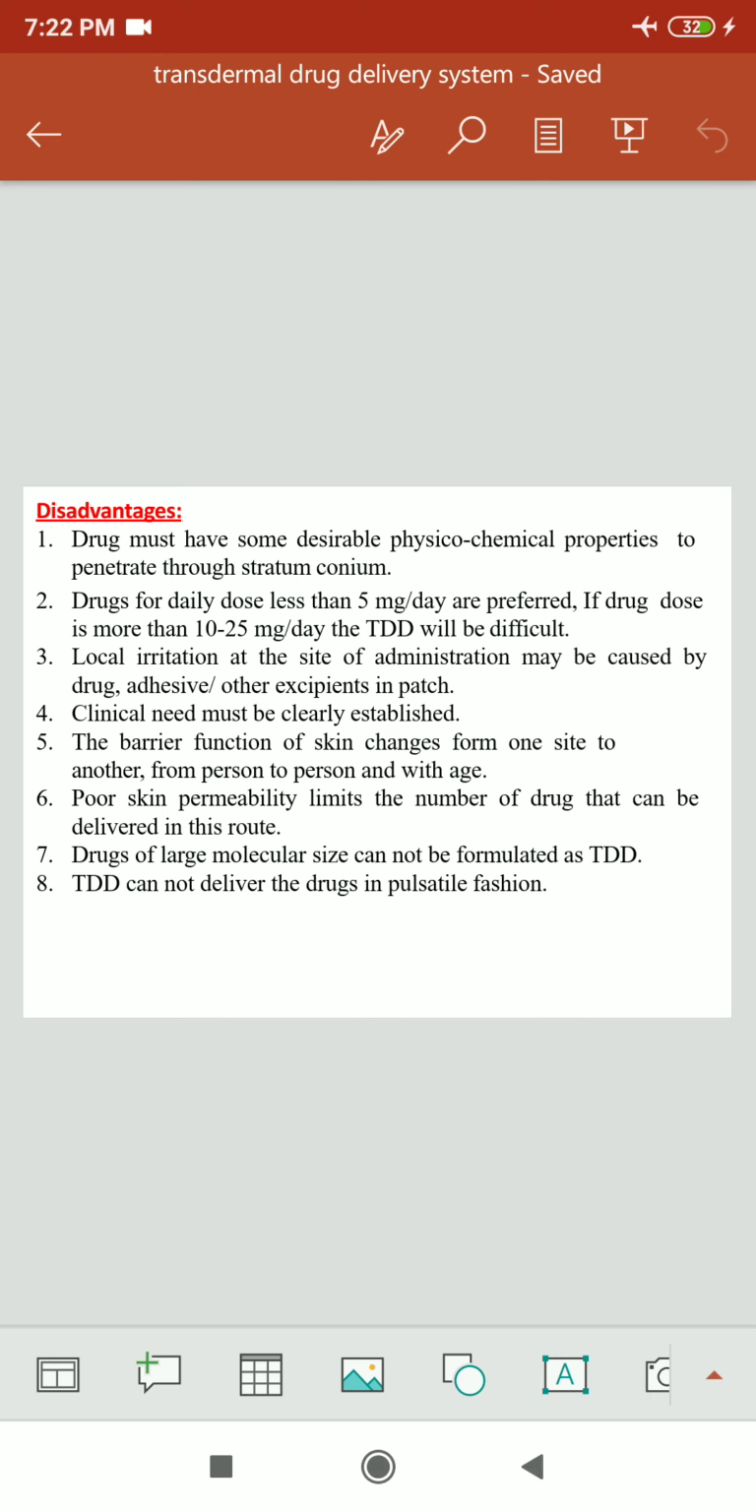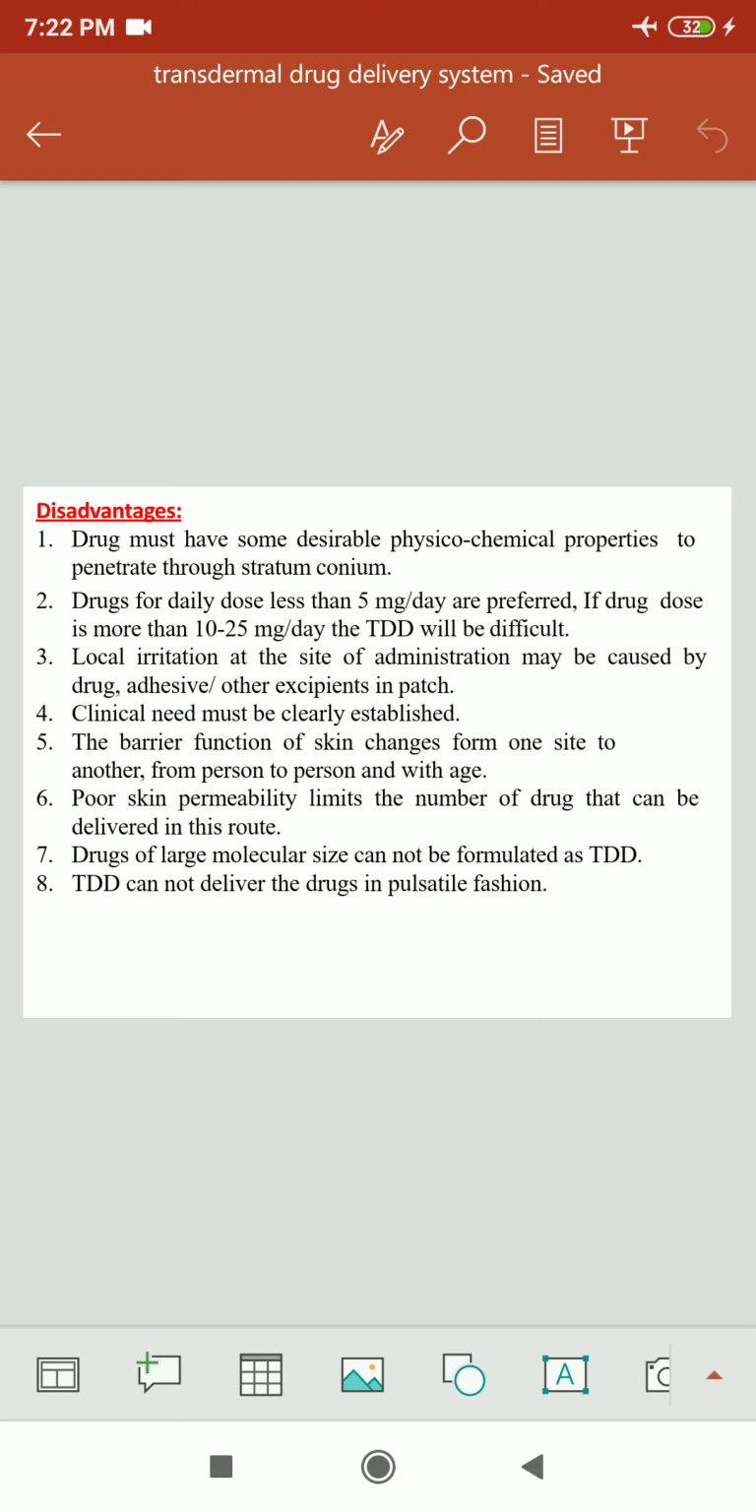Disadvantages: we have to understand the physicochemical property of the drug, and from that we understand the penetration power of the drug. The drug must pass through the stratum corneum of the skin. A dose of less than 5 mg per day is preferred. More than 10 to 25 mg is difficult to give by this route. So there is a dose limitation; only small doses are given by this skin route.